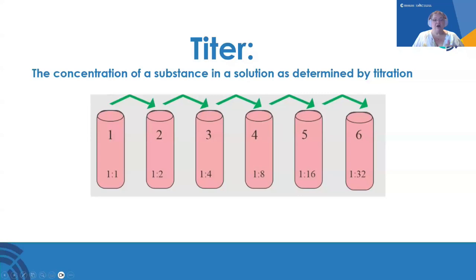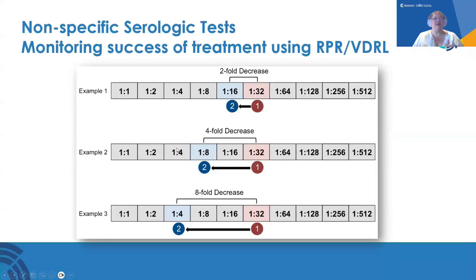Our goal is to have a fourfold decrease. The way that the titers work is you multiply by 2 for every dilution. So 1 times 2 is 2, 2 times 2 is 4, 4 times 2 is 8, and it keeps going. And I've seen titers up into the thousands.